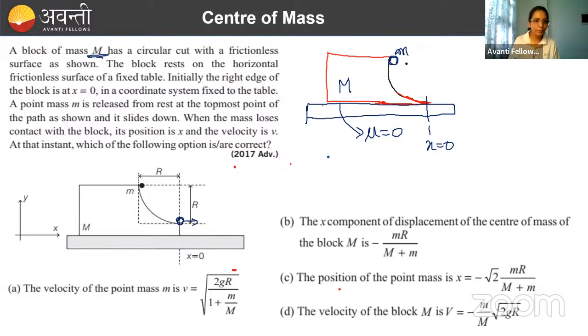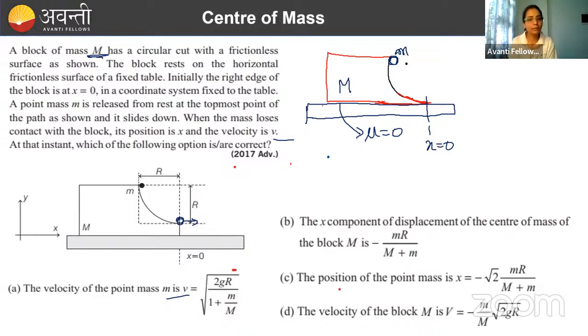So when the mass loses contact with the block, its position is x, and its velocity is v. At that instant, which of the following things are correct? So the velocity of point mass m is this. The option is like this: the X component of displacement of the center of mass of the block M. So by how much distance has the center of mass of block M shifted? That's the question. The position of point mass m is this, and whatever is like that.